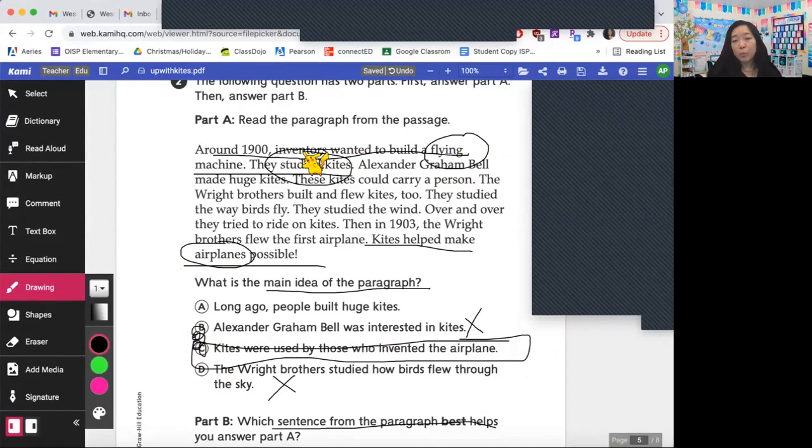So it's very important to look because all of the things that you gave us are all key details. They're still important, but they're not the main idea. The main idea about this paragraph was all about airplanes. They studied kites, they studied birds, they studied the wind because they're trying to learn how to fly an airplane.